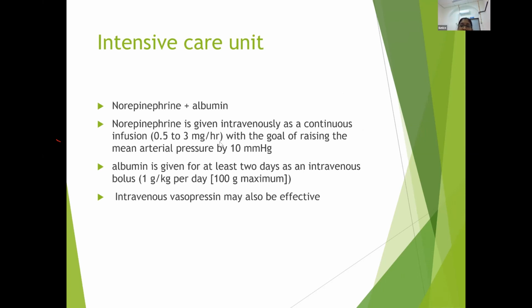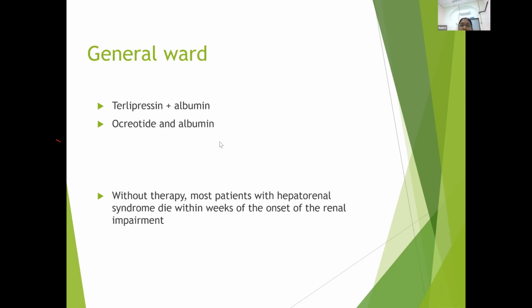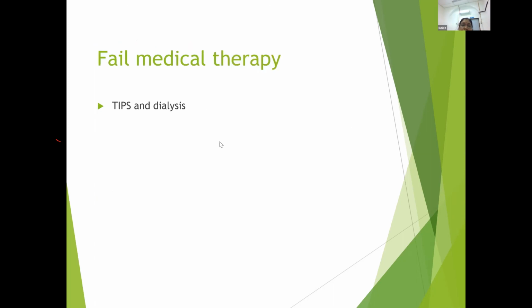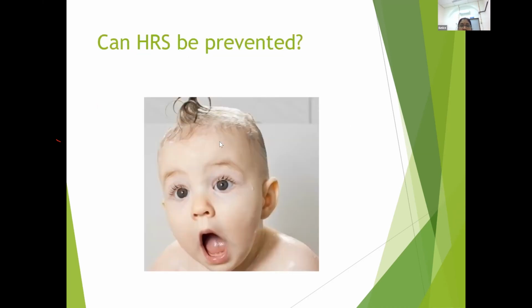Norepinephrine is given intravenously as a continuous infusion 0.5 to 3 milligram per hour with the goal of raising the MAP by 10 millimeter mercury. Albumin, we should give for at least 2 days as an IV bolus, 1 gram per kg per day, 100 gram maximum in a day. IV vasopressin may also be effective. Okay. Without therapy, most hepatorenal syndrome patients will die within weeks of the onset of the renal impairment. If medical therapy fails, we can go for TIPS or dialysis.